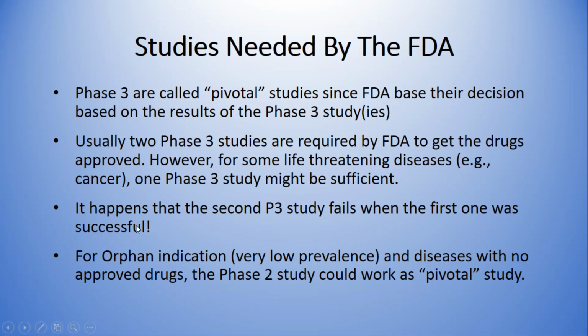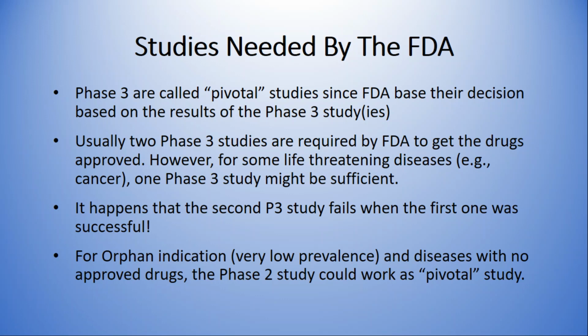And it does happen, and if you look at bullet point number 3, it does happen that you have a successful first phase 3 study, but the second one fails. This is, of course, very frustrating. It does happen, and that's why drug development is costly and takes a lot of time. And what happens is that the company has to repeat the second phase 3 study, or maybe totally shut down the study depending on how bad it is. So it's a risk. Drug development is not easy.